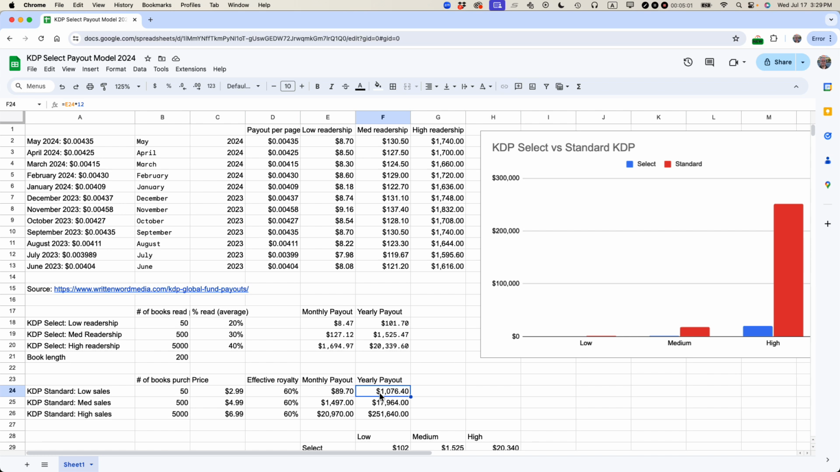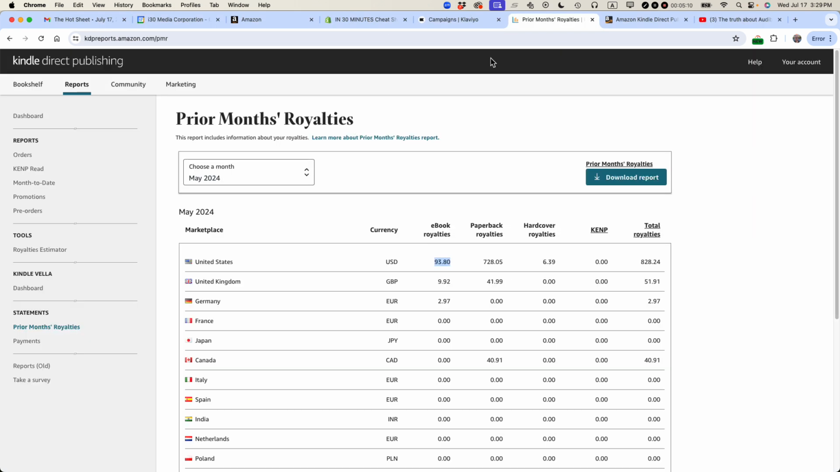But if you compare that to people who are using KDP Traditional, it's a lot different. For low sales, you're looking at about $1,000 per year, and that's me. I just showed you what my royalties are. I'm getting about $95 per month. That works out to about $1,000, maybe a little bit more than that every year.